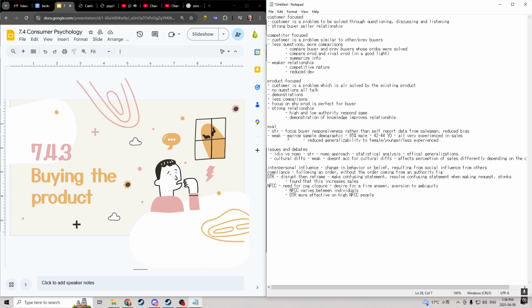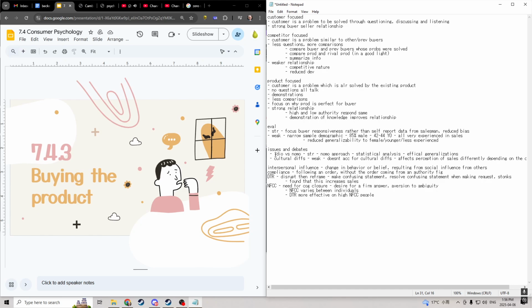But one weakness is that there was a very, very, very narrow sample demographic, 85% male, all 42 to 44 years old, and all very experienced in sales. And so this reduces the generalizability of these findings on product-focused, competitor-focused, customer-focused techniques. Reduces the generalizability of those findings to female workers, younger workers, less experienced workers, any of these sort of salespeople. It's harder to generalize that.